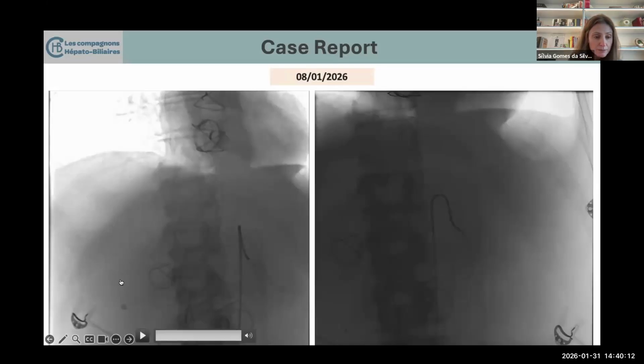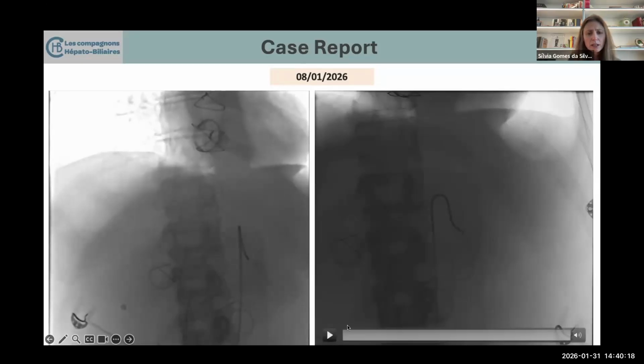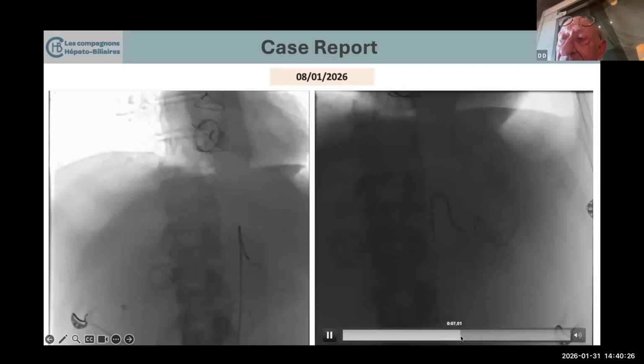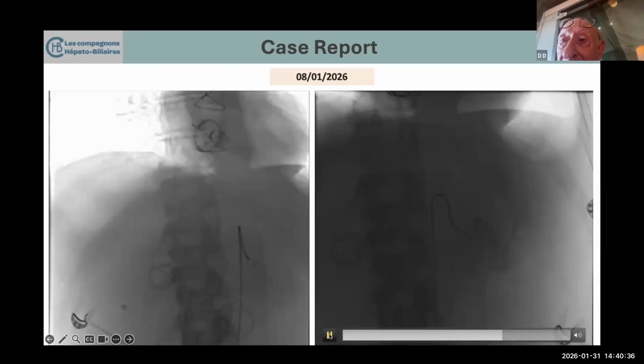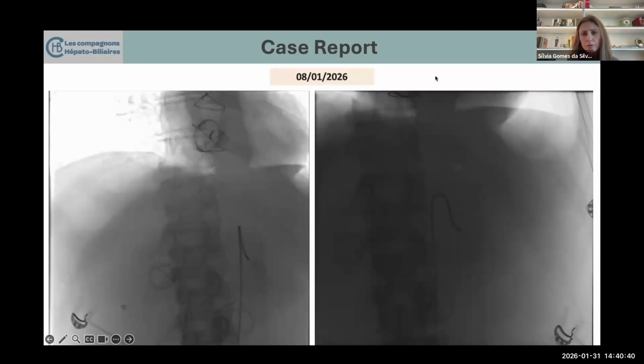Here you can see the arteriography from the celiac trunk, and here from the left artery. Yes. It is a hypervascular lesion, and normally it responds well. It responds well to the embolization. Normally. Yes. And here after, sorry.